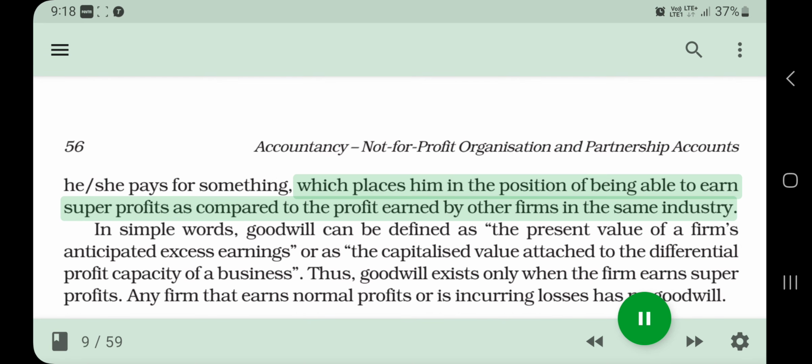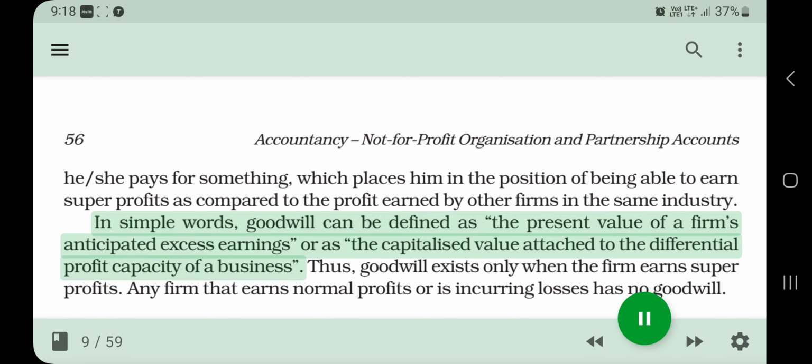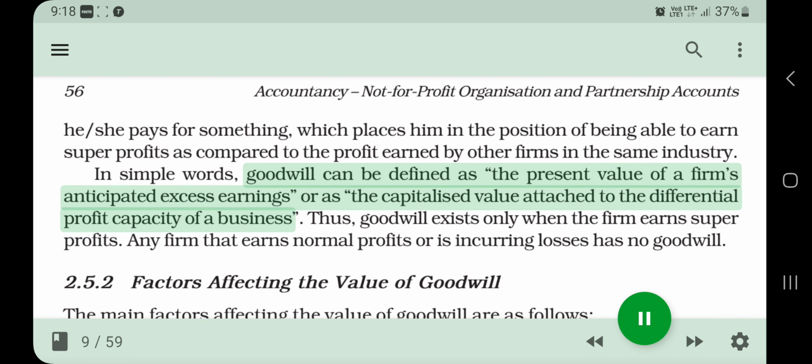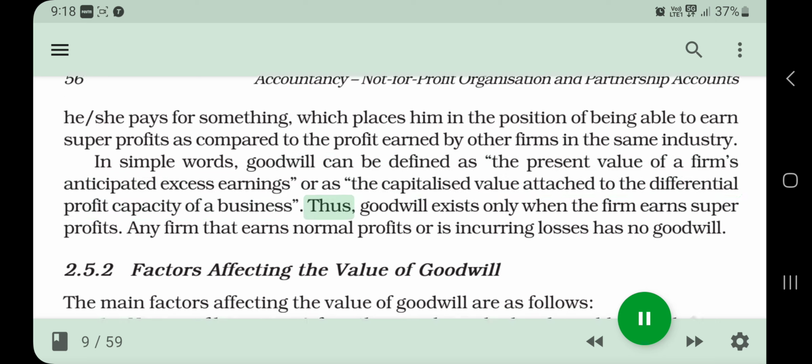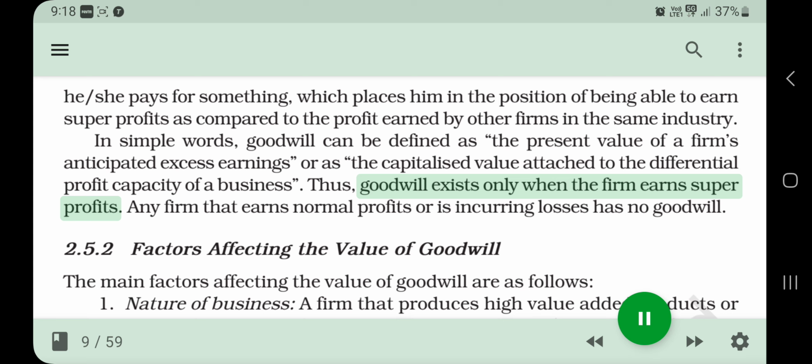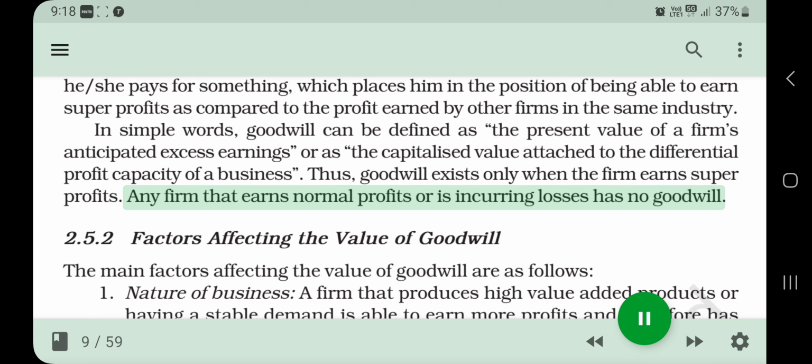She pays for something, which places him in the position of being able to earn super profits as compared to the profit earned by other firms in the same industry. In simple words, goodwill can be defined as the present value of a firm's anticipated excess earnings, or as the capitalized value attached to the differential profit capacity of a business. Thus, goodwill exists only when the firm earns super profits. Any firm that earns normal profits or is incurring losses has no goodwill.